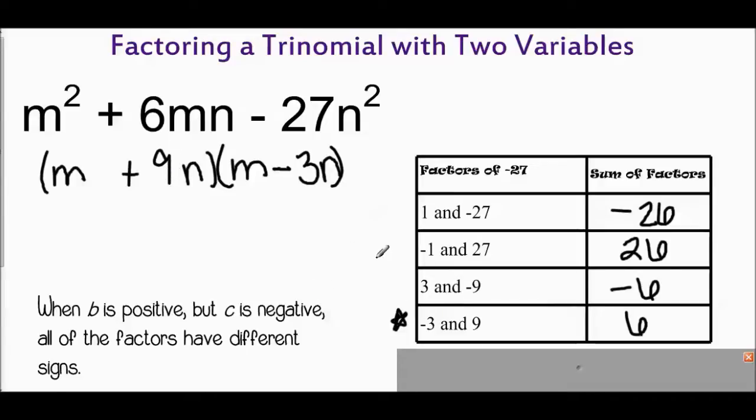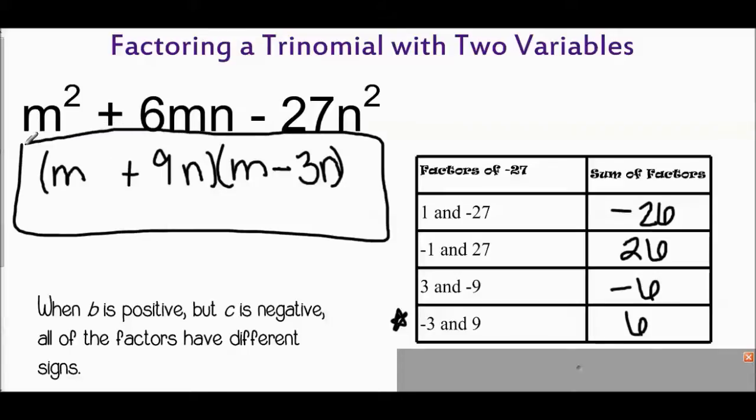So let's FOIL this in our head. M times m is m squared. Outside terms would be negative 3mn. Inside terms would be positive 9mn. And positive 9 and negative 3 combine to be positive 6. And then my last terms, 9n and negative 3n, are going to give me negative 27. N times n will be n squared. So there is my factored version. I strongly suggest that you use the columns as you're working these out to help organize your thoughts, and it's going to make each of these factorizations a lot less daunting.